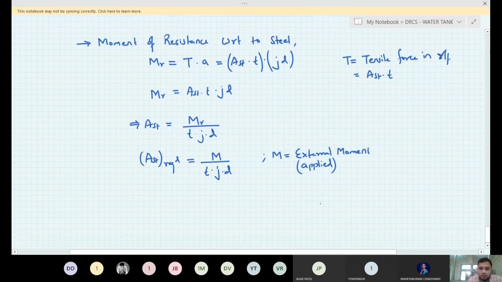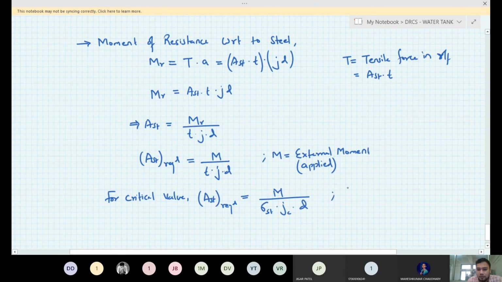And for the critical value, you can put the value of J and D. For the critical value, AST required is equal to M by sigma ST J is JC, and D. Here sigma ST is the permissible tensile stress in steel.